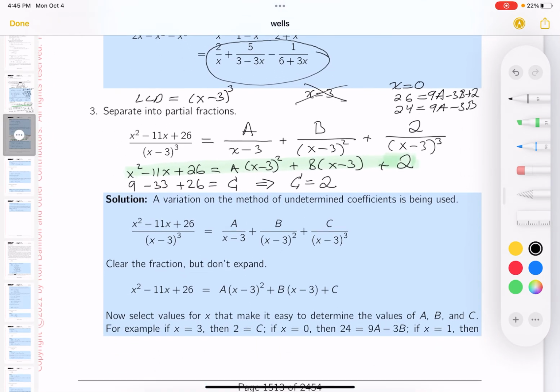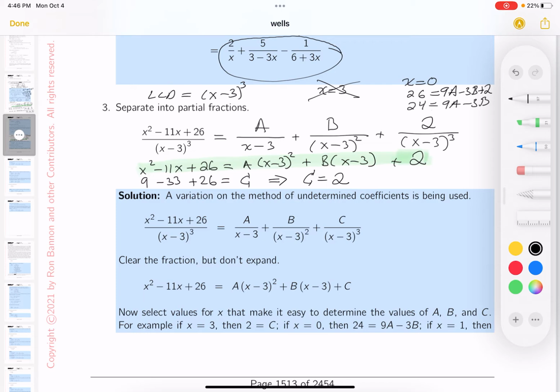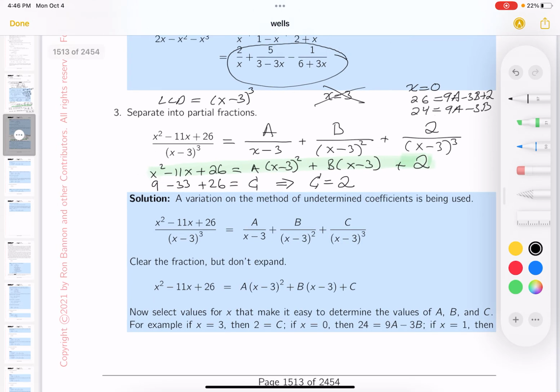Wow, that's convenient. It's all divisible by 3. So I'm going to write this down over here. 3 goes into 24 8 times. 3 goes into 9a 3a times. And 3 goes into minus 3b minus b times. That's done. I'm not going to do that again.